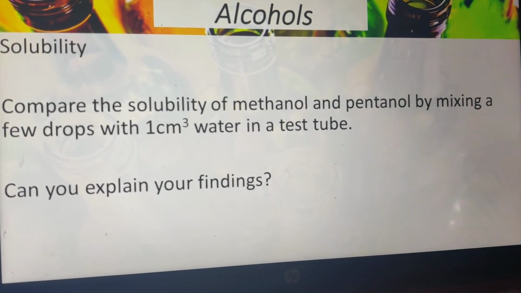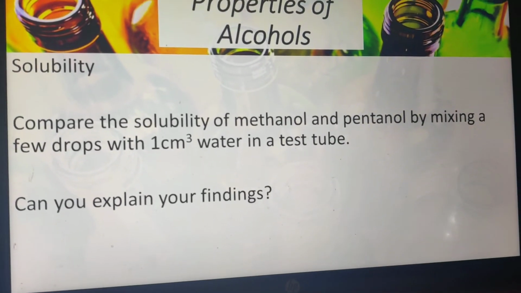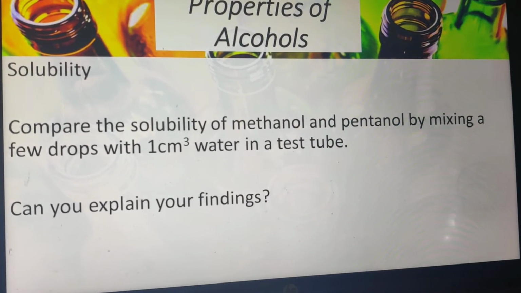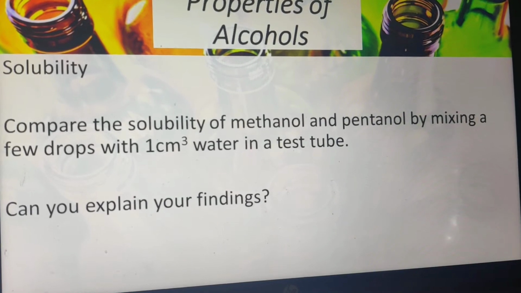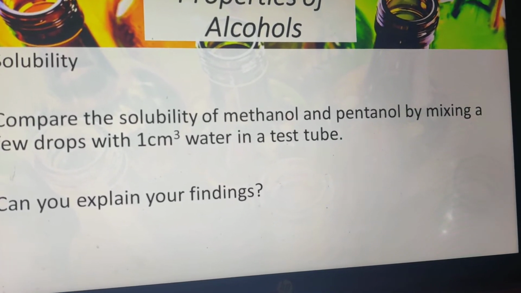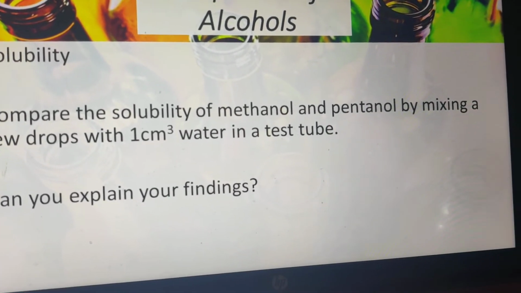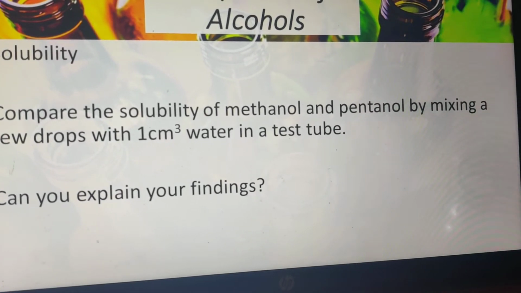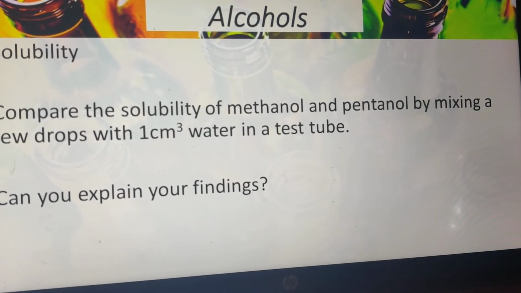Solubility, similar kind of thing here. We would do this as a practical in the lesson. Methanol, short chain, 1 carbon. Pentanol, slightly longer chain, 5 carbons. What you find when you mix them with water is the presence of the OH group in the methanol helps it to mix with the water.